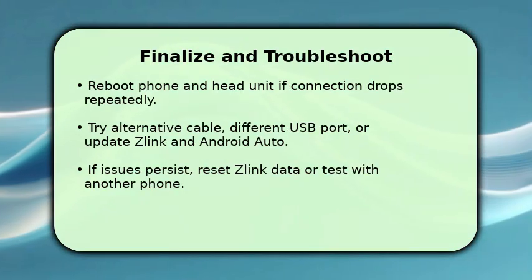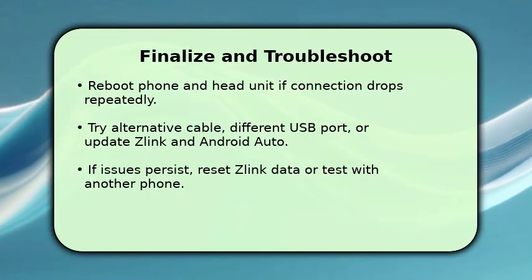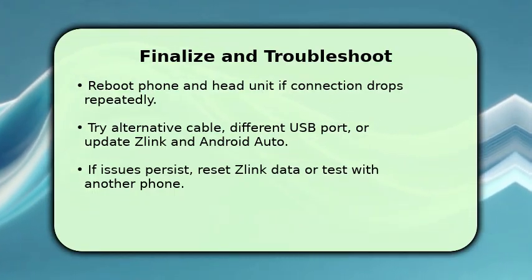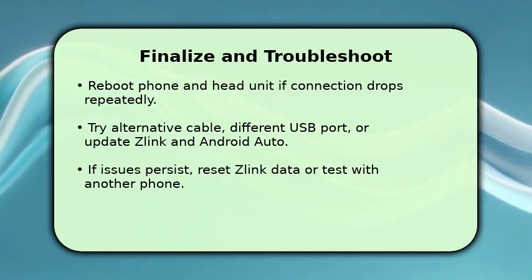Finish by verifying common failure points. If connection drops, reboot both phone and car head unit, then reconnect. Make sure both ZLink and Android Auto are up to date. An old app often causes handshake failures.